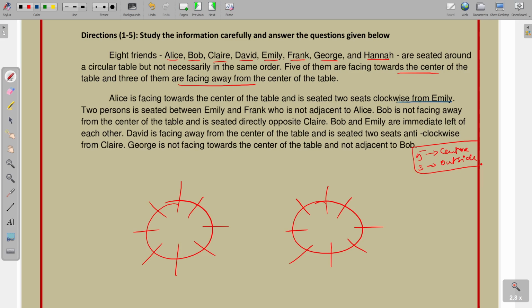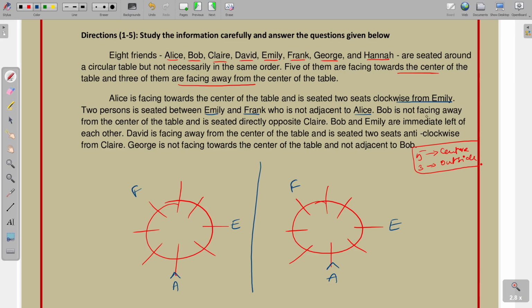See the first one, A is facing towards the center of the table and seated 2 seats clockwise from E. So A is facing towards the center of the table and 2 places from E in the clockwise direction. A is facing center and E is facing here. 2 persons seated between E and F, who is not adjacent to A. So 2 persons between E and F, and F is not adjacent to A.